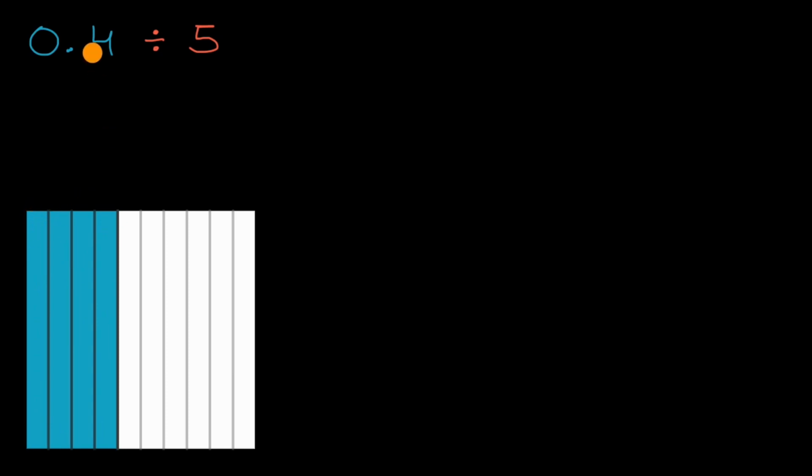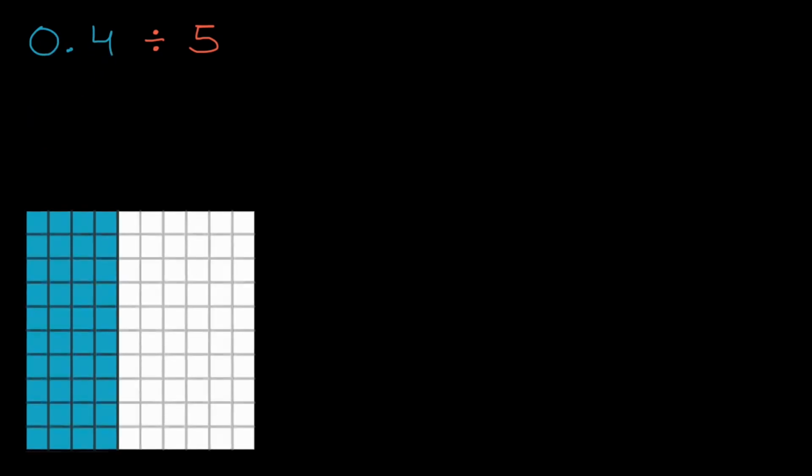Well, one way to think about it is to imagine 4/10 not just as 4/10, but as 40 hundredths. So this would be imagining it as 40 hundredths. So we can rewrite 4/10 divided by 5 as 40 hundredths divided by 5. And now we could think about taking these 40 hundredths, each of these little squares is a hundredth, and divide it into 5 equal sections. And then we could say, how many hundredths are in each of those 5 equal sections?